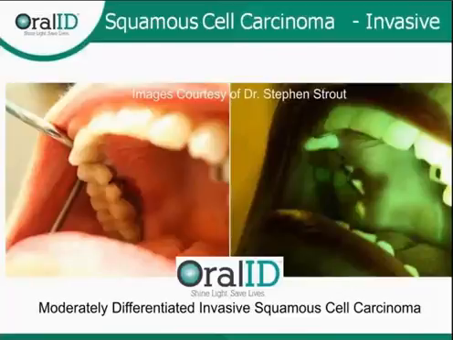This is another case of an invasive squamous cell carcinoma. This, again, is something in later stages. The patient ended up losing a pretty good section of his maxilla. But this is just some images of what you may find, what things may look like with your device.